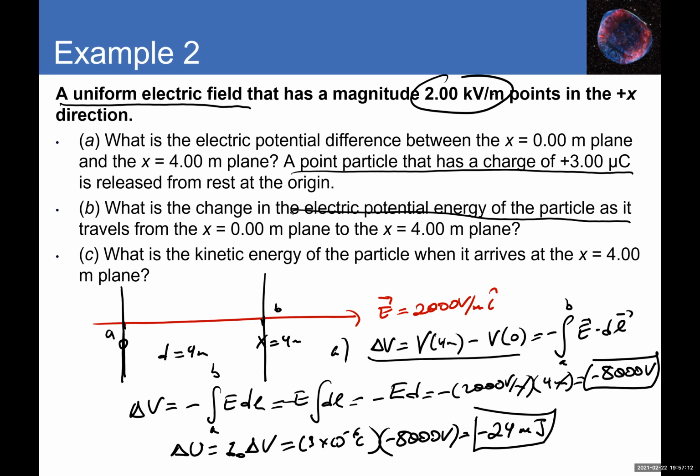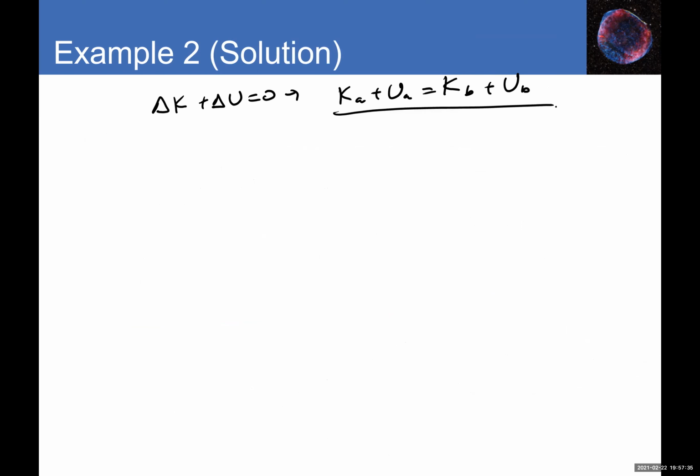Okay, so the last one says, what is the kinetic energy of the particle when it arrives at the x equals 4 meter plane? Delta K plus delta U equals 0. That means Ka plus Ua equals Kb plus Ub. That's the general equation. But one thing I have is that delta K equals negative delta U, which is negative of negative 24 millijoules, which means my delta K is 24 millijoules.